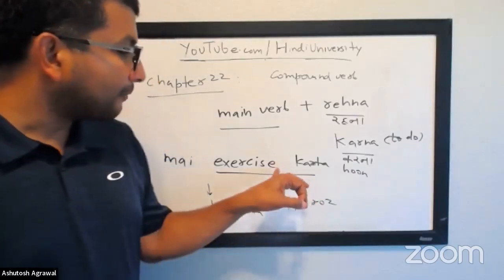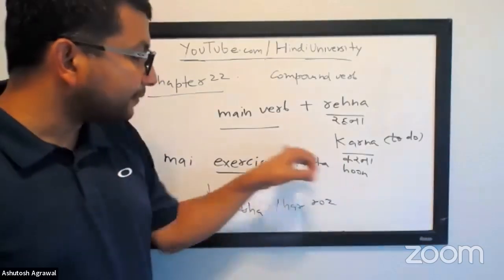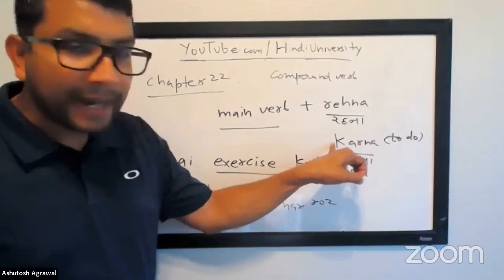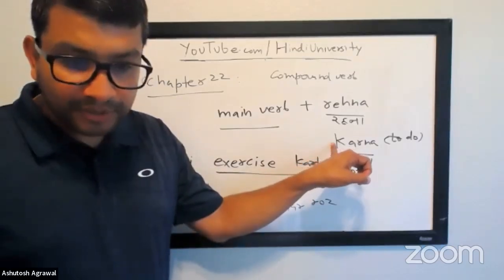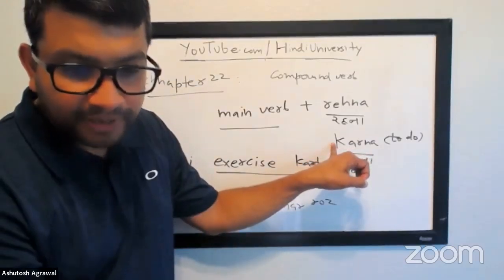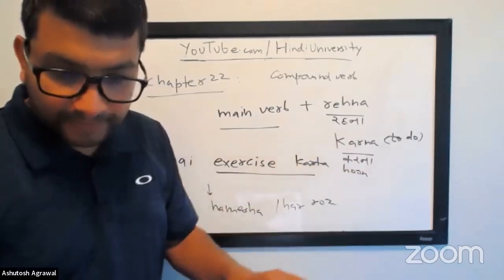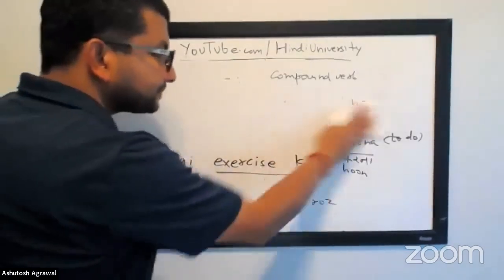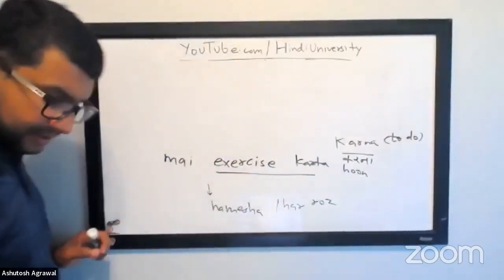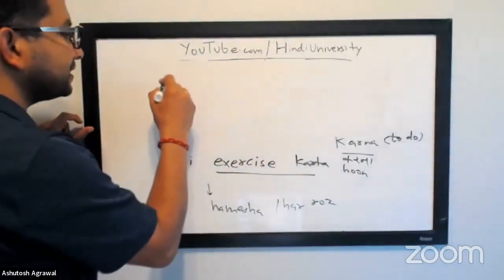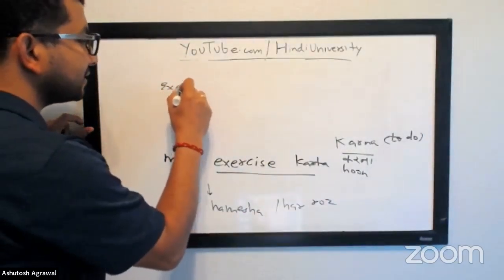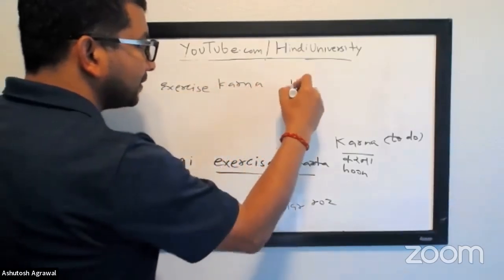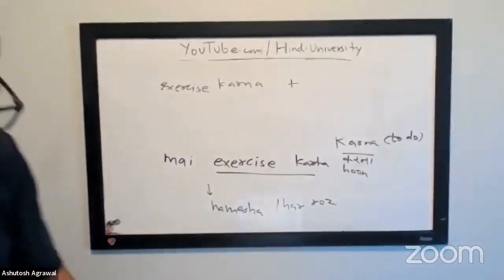Okay, what is a compound verb? You will take this main verb, which is basically exercise karna, and you will add another verb on it, which will modify the meaning of it and will give a new meaning. Okay, I hope so far you guys are with me. So what is the main verb here? My main verb here is, let's say, exercise karna. Okay, I have my main verb.